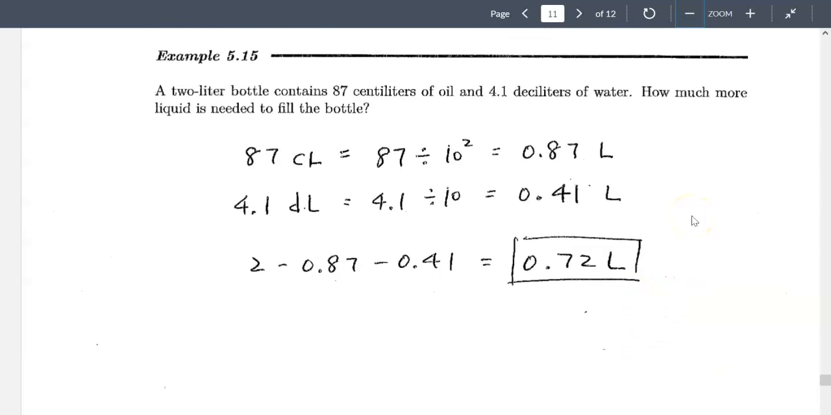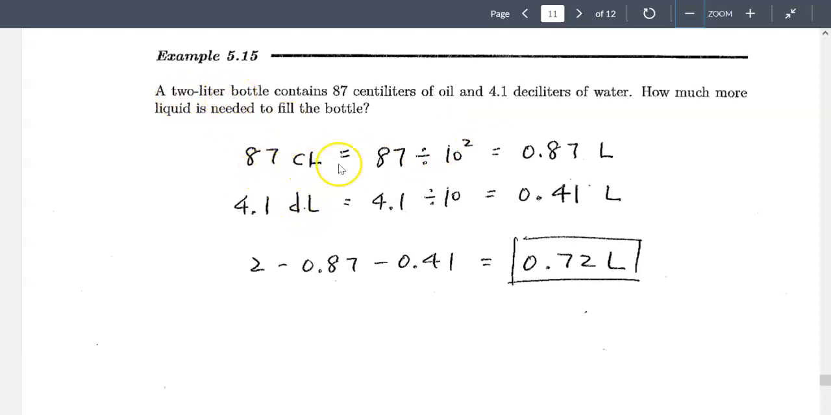Here's another example. A 2-liter bottle contains 87 centiliters of oil and 4.1 deciliters of water. How much more liquid is needed to fill the bottle? Now, we have two different units, centiliters and deciliters. We can change both of them to liters because we have a 2-liter bottle.